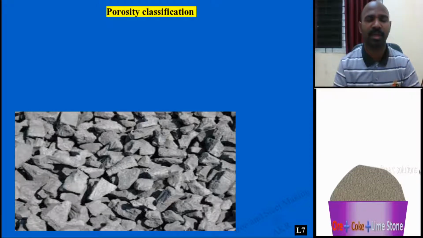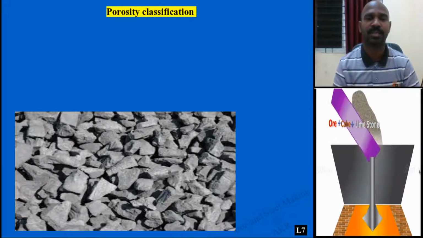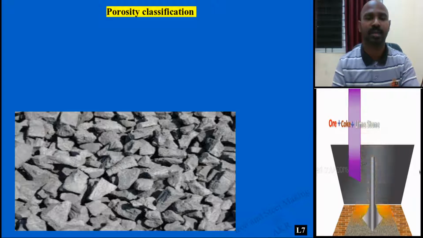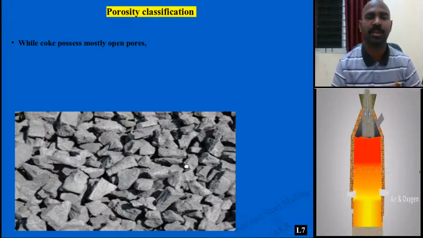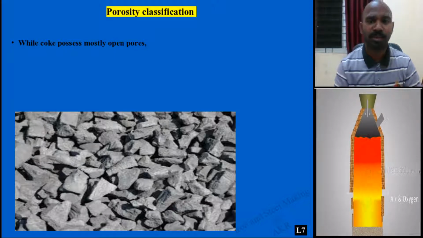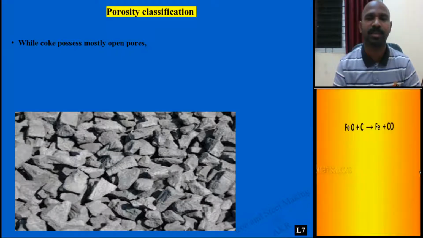Today I am going to talk about lecture 7, that is on porosity classification. How is this porosity characterized and how do you assess it? I am talking only about coke here. Most of the coke which is used for pig iron production by blast furnace is observed to have open pores.